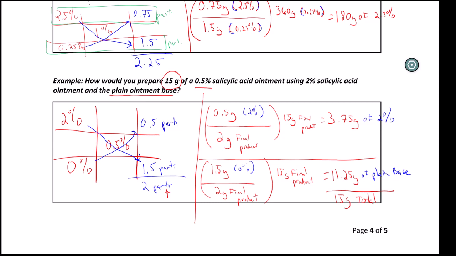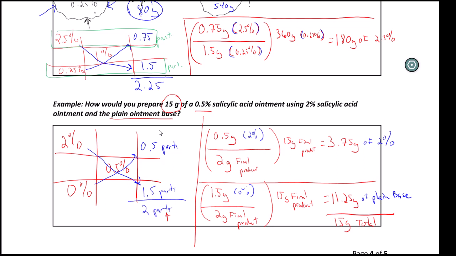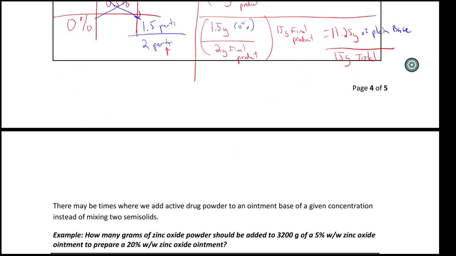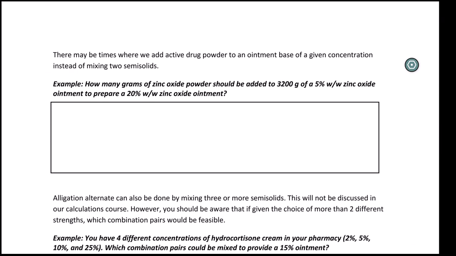We can increase this by saying, okay, instead of creams, we can also use drug powder. So the drug powder is what we can actually use instead of a medicated cream. Let's break this question down. It's saying how many grams of zinc oxide, now we have it as a powder form, should be added to 3,200 grams of a 5% to prepare a 20%. It doesn't give us a final amount because we're diluting there, we're adding to, I should say, the 3,200 grams.